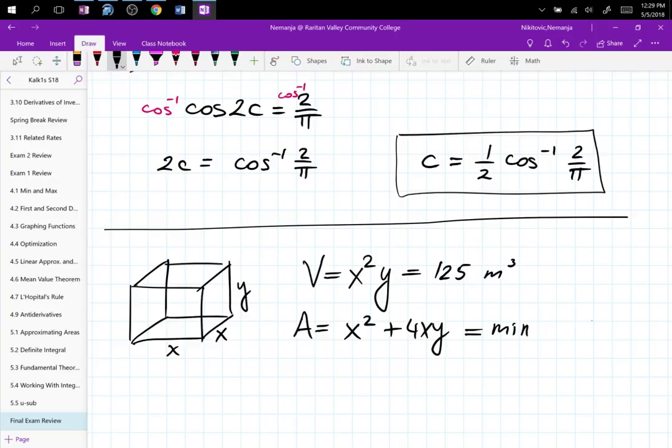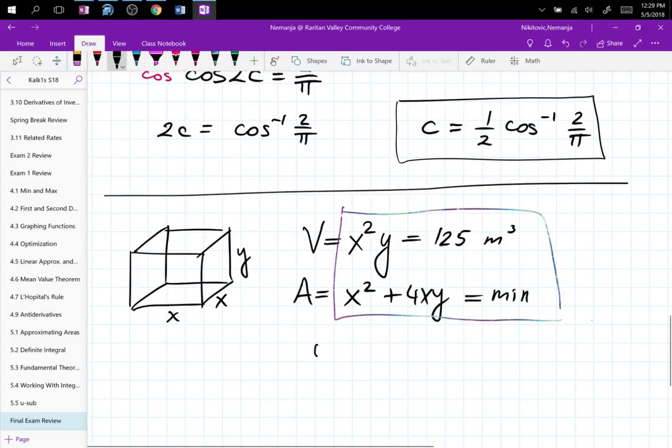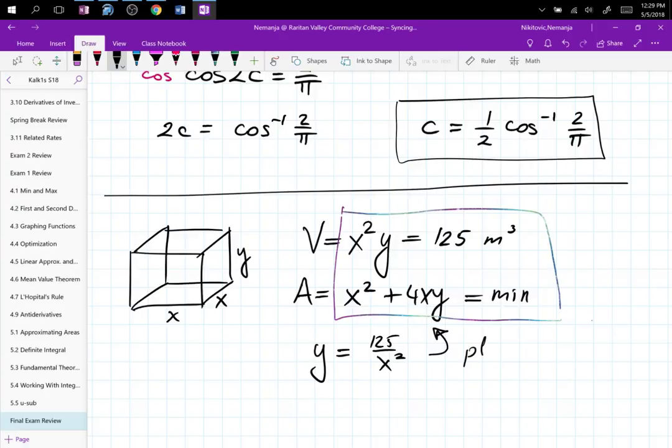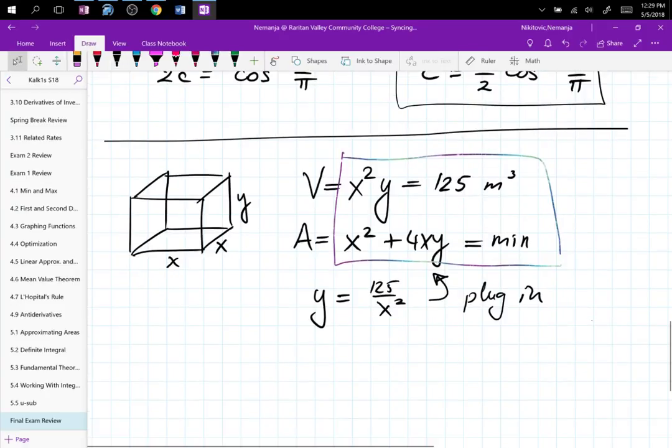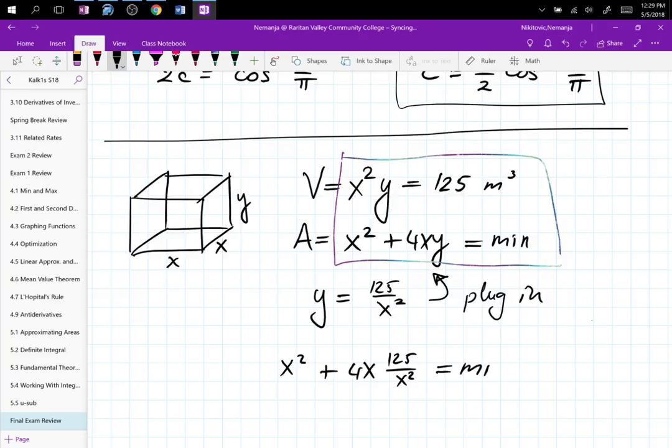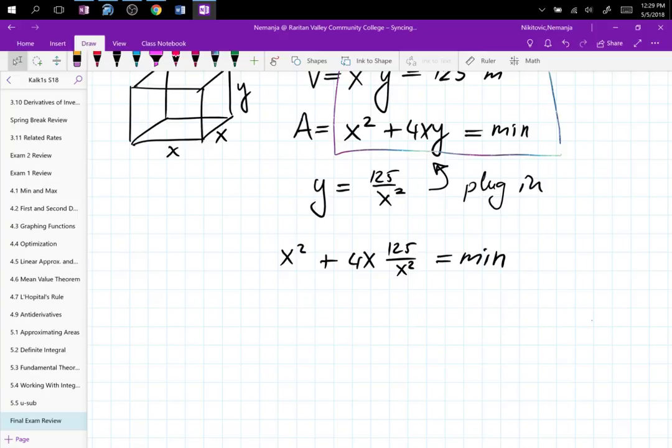So here are my two equations, right? I have my two equations here. So now in the top equation I solve for y, which is 125 over x squared, and I plug that in. So now x squared plus 4x, and instead of y I have 125 over x squared equals the minimum. X and x will cancel. 4 times 125 is 500. So it's x squared plus 500 over x equals the minimum.